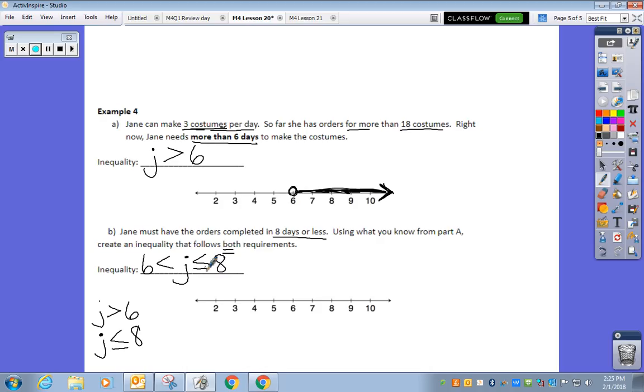So now when I go to shade this in, J is going to be greater than 6, which means it doesn't include it. So that's open circle. But at 8, it could include it with that line underneath. So that would be shaded in. So when I'm shading, J has to be greater than 6, which means shade 6 to the right, and less than with the 8, so shading this way.